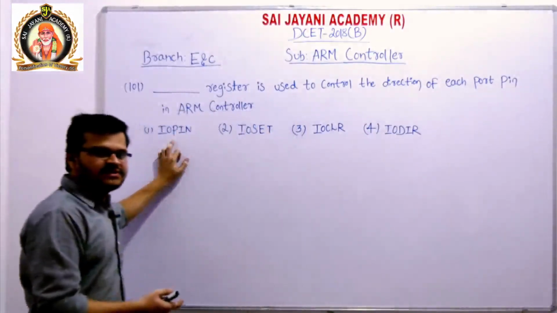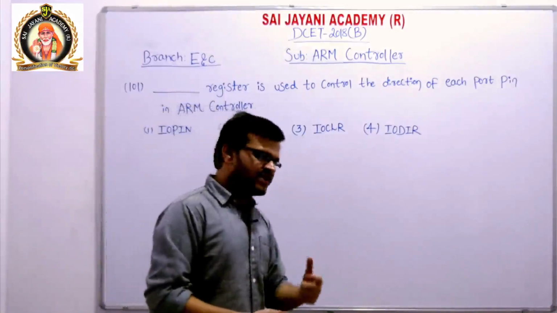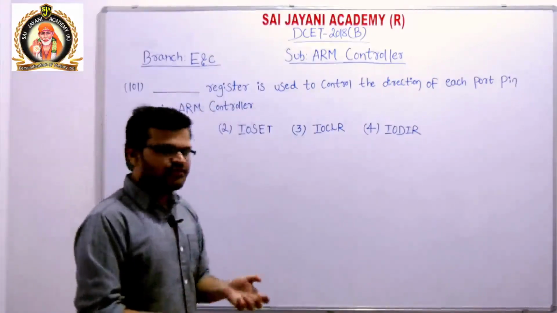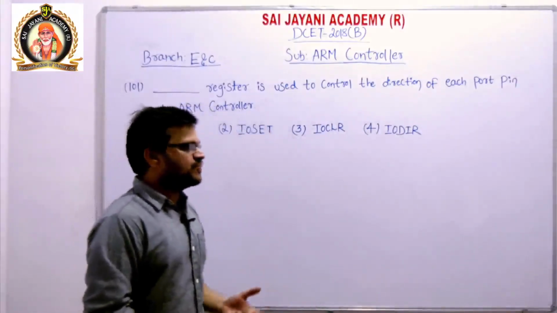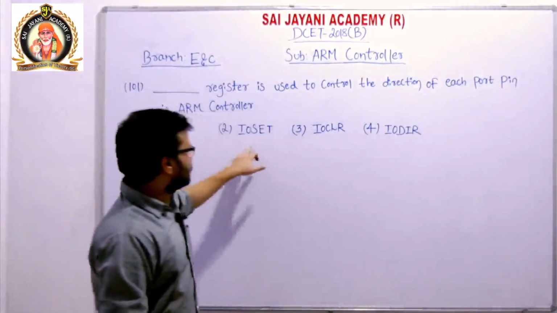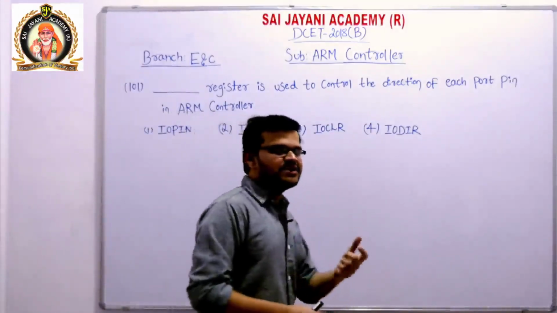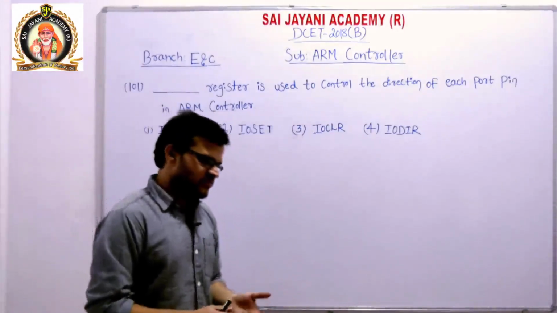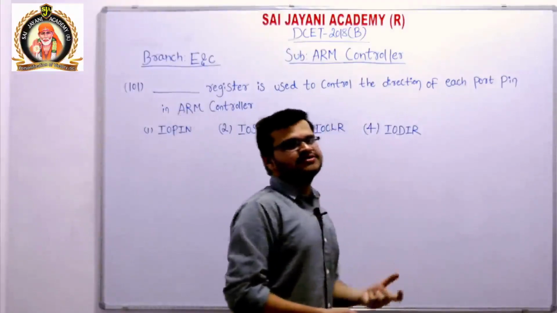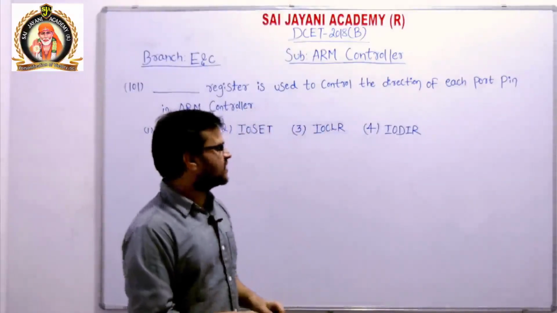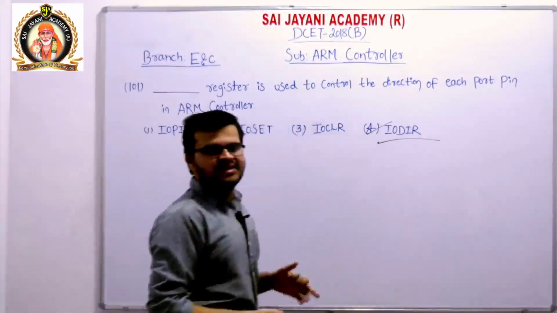The IO pin register is mainly used to check the current state of the port pin; it is always read from this register. The IO set register is mainly used to set the port pins, that is, writing once in this port pin produces high at the corresponding port pin. Similarly, the IOCLR register is mainly used to produce a 0 at the corresponding port pin, and the IODR register is mainly used to control the direction of each port pin. So from the above options, the fourth option, that is IODR, is the right option.